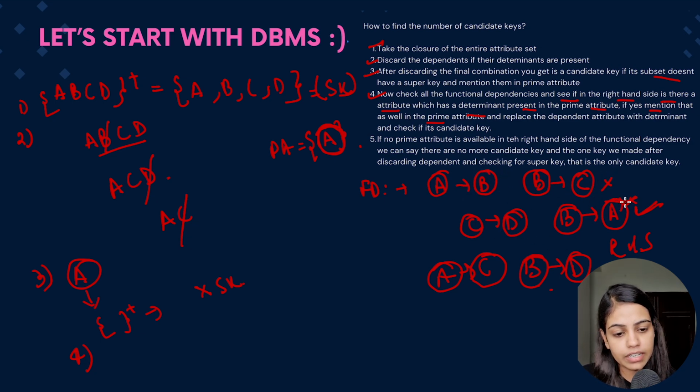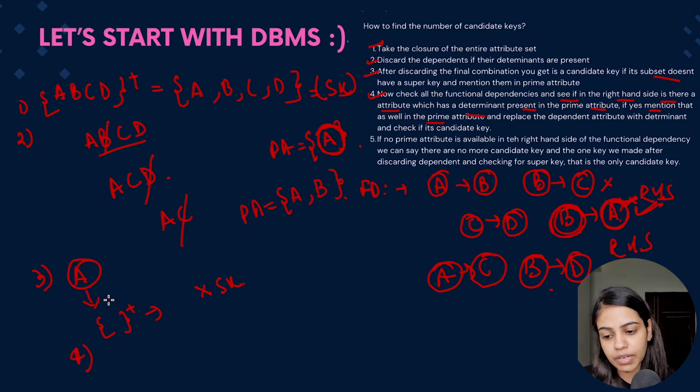If A is present in the right hand side of any of the functional dependencies, we have to replace A with the determinant and mention that in the prime attributes. For now we can see that there is only one place where A is on the right hand side, and the determinant of A is B. So we will mention that in the prime attributes and then replace A with B and follow the same steps to see if it's a candidate key or not.